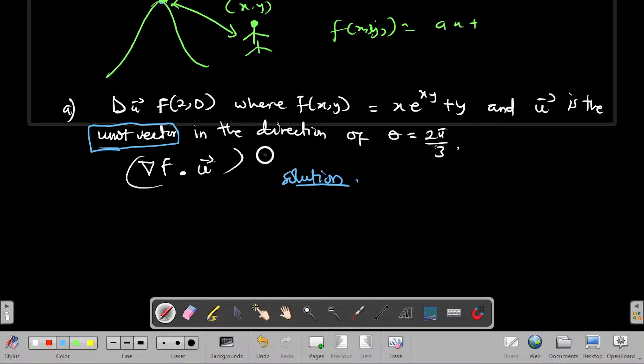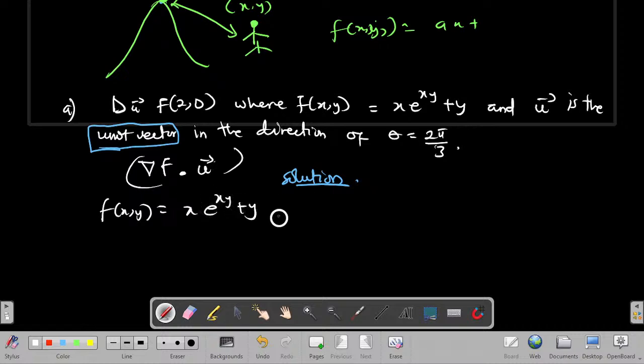Mostly we try to make the vector have a magnitude of 1 so that it doesn't affect the weight of our changing function. But since they've mentioned a unit vector in this problem, we are simply going to use our angle straight away. You will see in the next problem, if they don't say unit vector, how it's solved. So here you first write your function down. That's the first thing. Our function f of xy is given as x multiplying e to the power xy plus y.